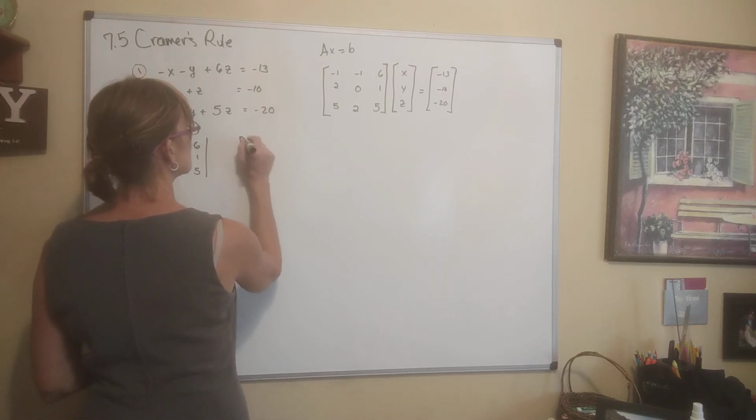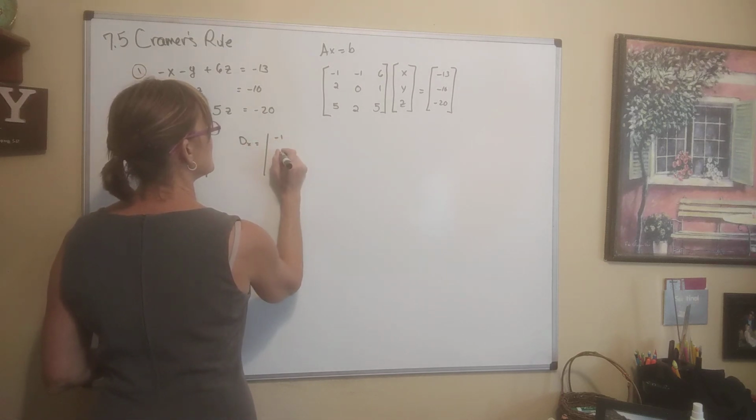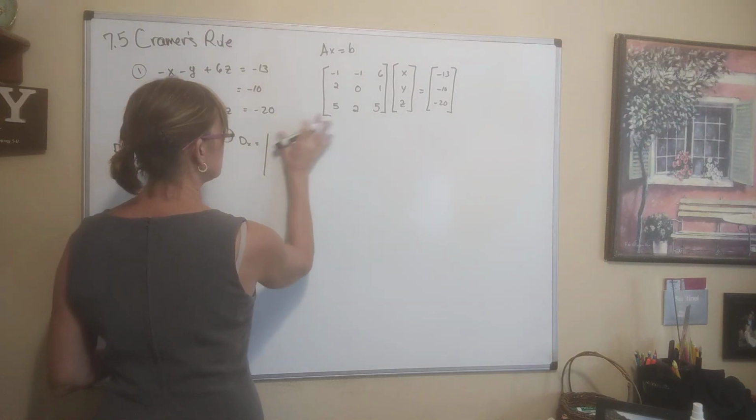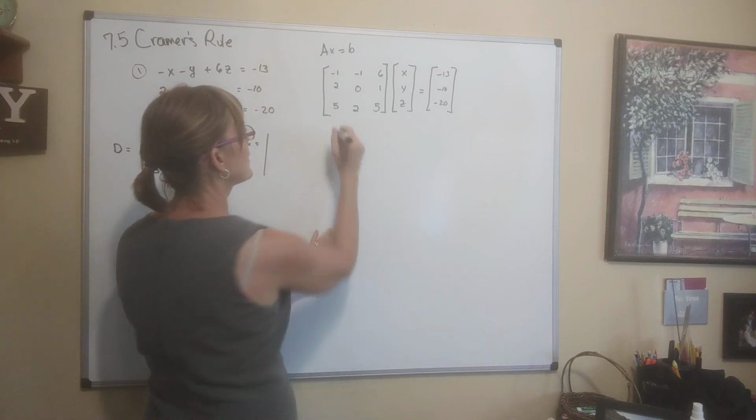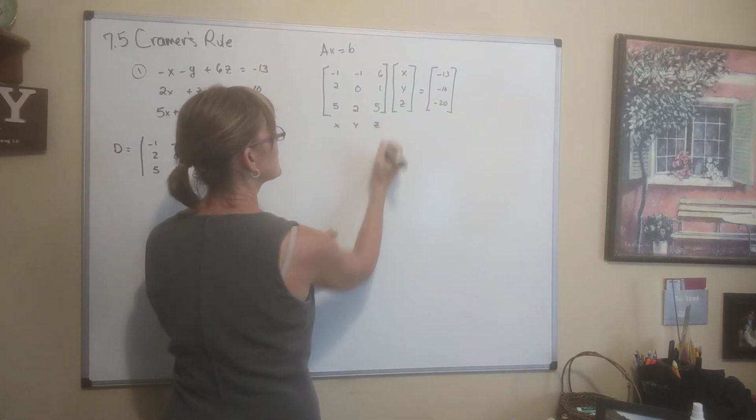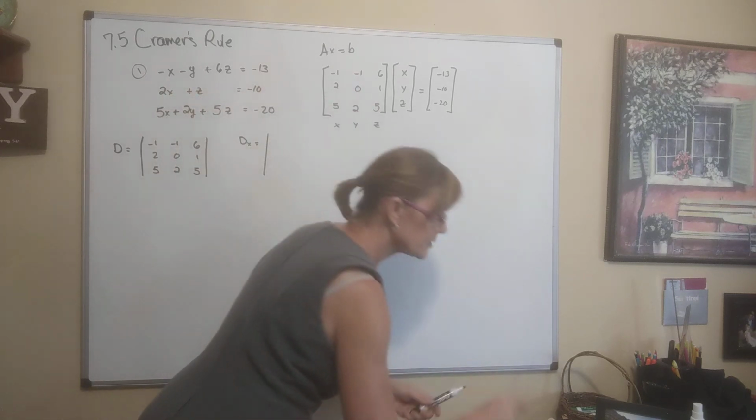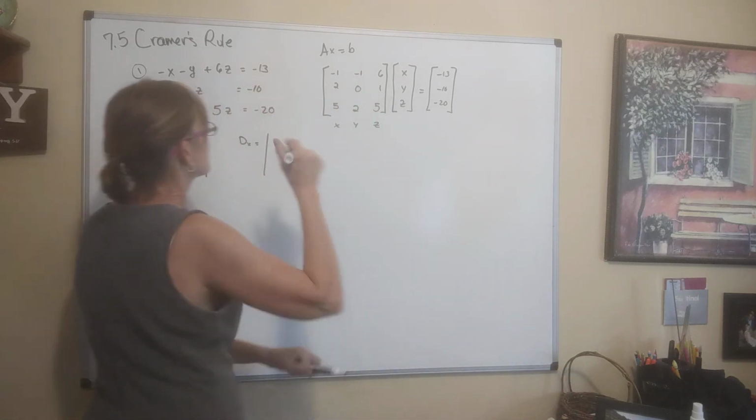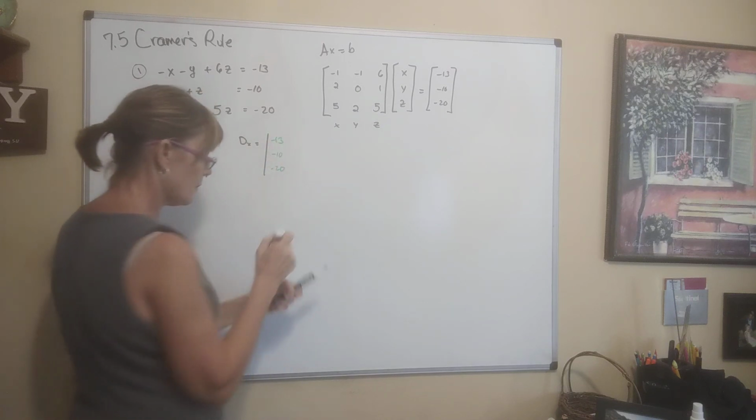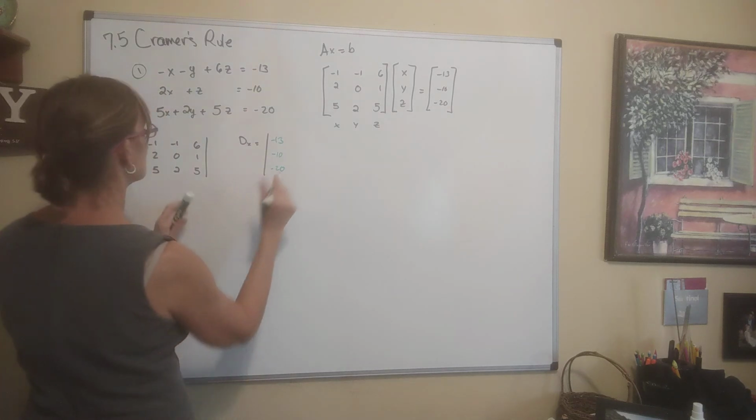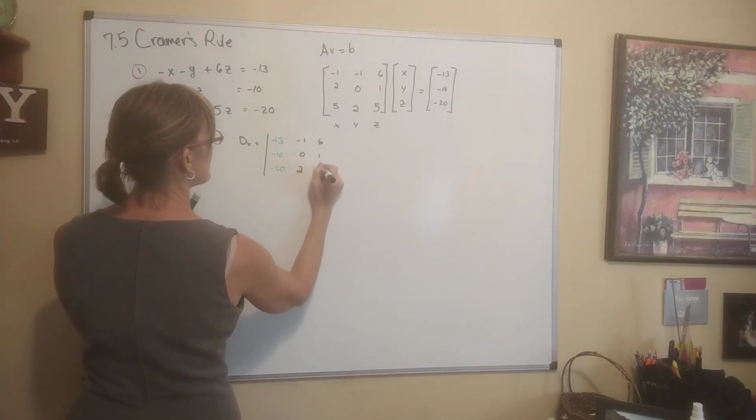This is what D sub X is. D sub X is the determinant matrix, but the X column is replaced, and this is the X, right? This is the X, this is the Y, this is the Z. The X column is replaced, and what is it replaced with? The solutions matrix. So right here, this is negative 13, negative 10, negative 20, but the rest of the matrix is the same: negative 1, 0, 2, 6, 1, 5.